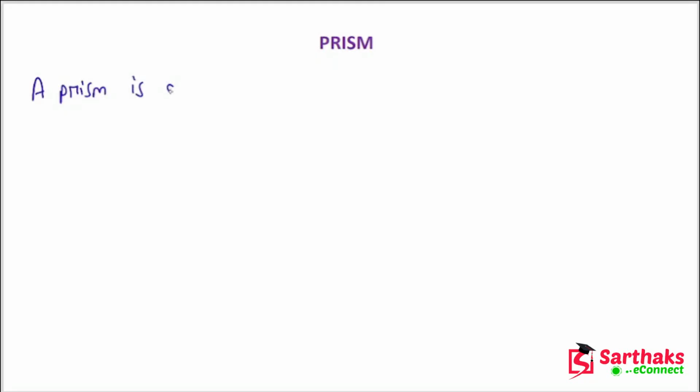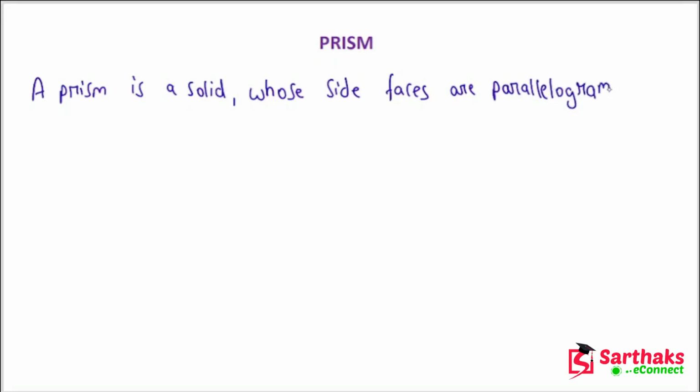So starting with the definition of prism, a prism is a solid. Obviously it is a 3D figure, right? A prism is a solid whose side faces are parallelograms. Parallelograms means they can be rhombus, they can be rectangle, they can be squares.